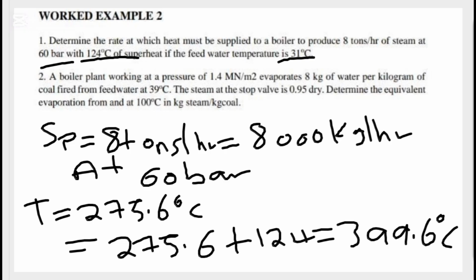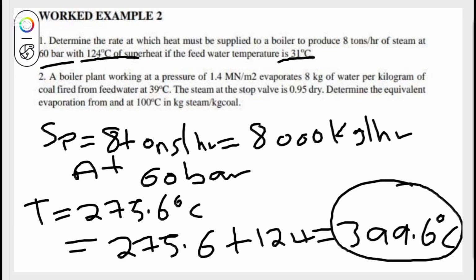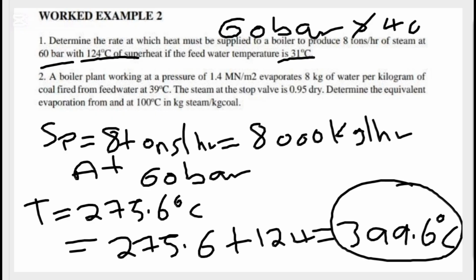The next thing that I'm going to do is to check the superheated steam table at 60 bar and 399.6. And you have to take note that 399.6 is the same thing as 400. So now I'm going to check in my steam table. I will check 60 bar and 400 degrees Celsius. So you have to take note of that.